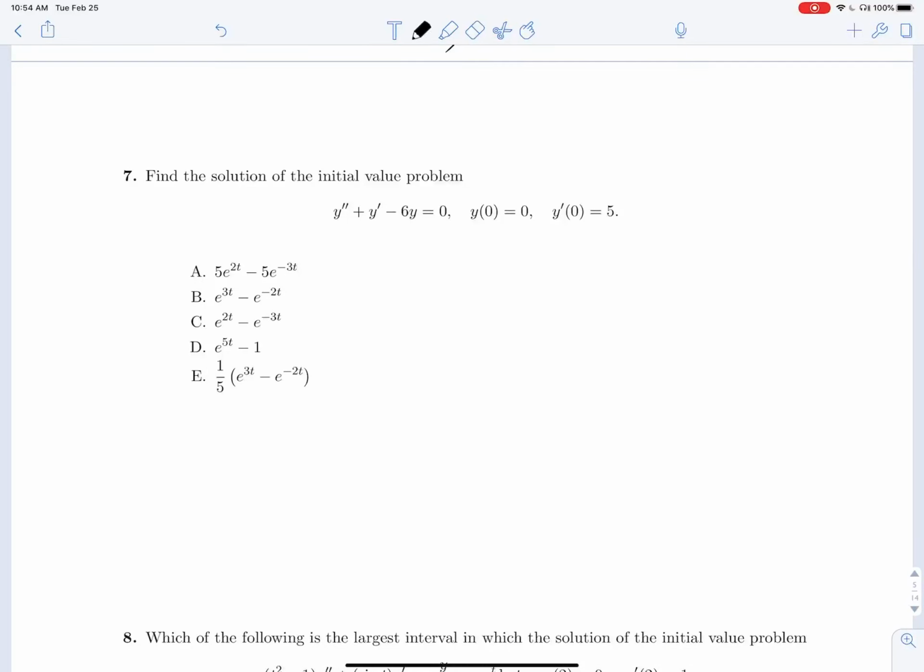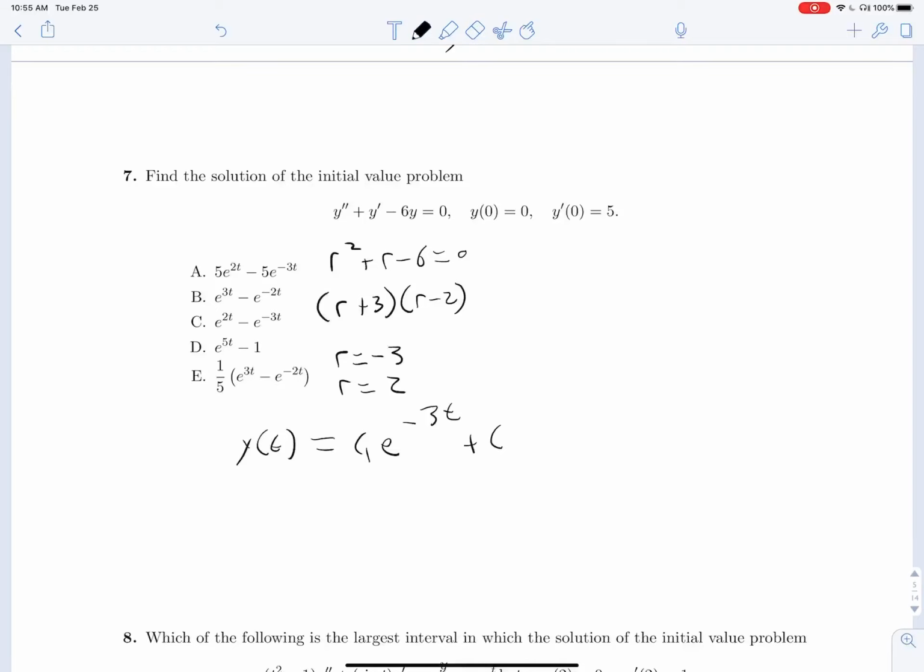Let's find the solution to this initial value problem. Right here, we can make a characteristic equation. r squared plus r minus 6 is equal to 0. This is (r plus 3)(r minus 2). So r is equal to negative 3, r is equal to 2. And so we can set up our solution. y of t, it looks like they're using, is c1 e to the negative 3t plus c2 e to the 2t.